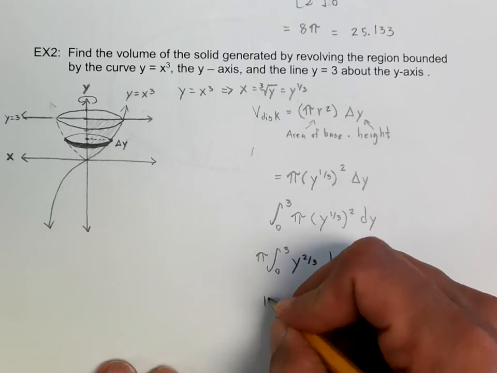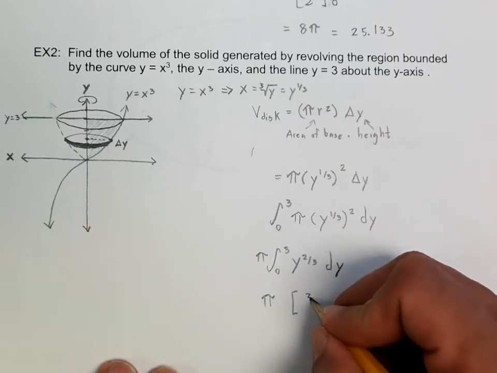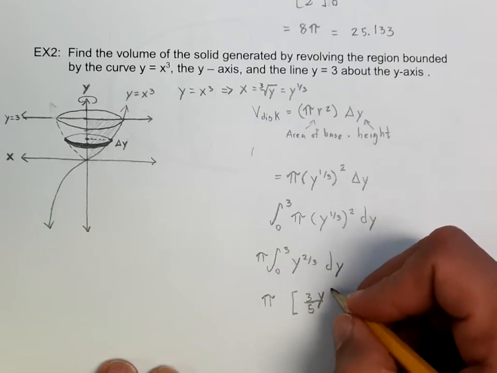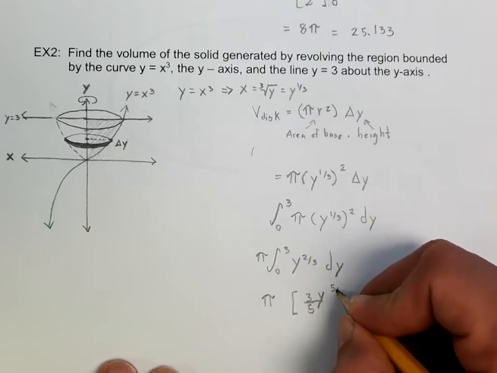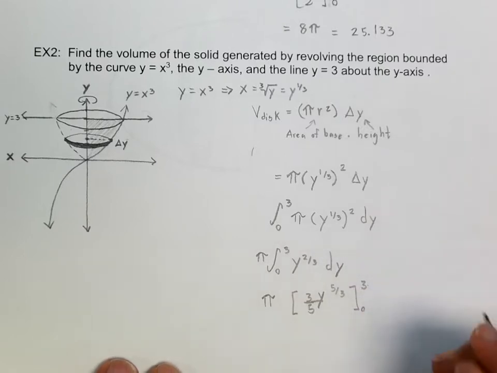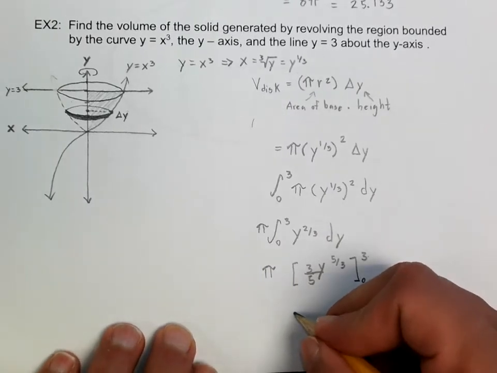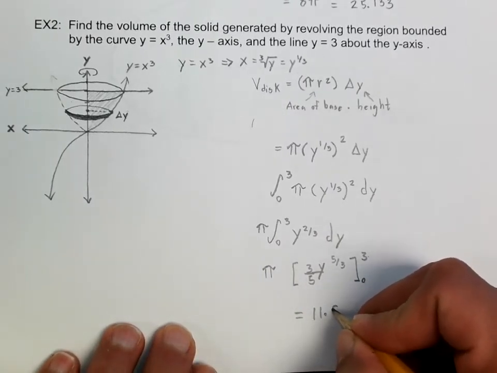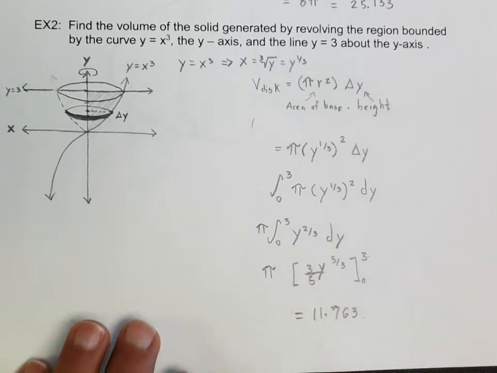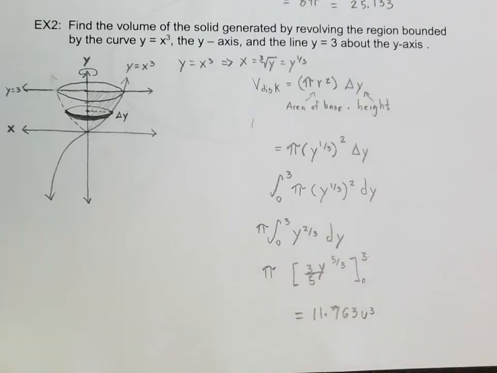So I will, but if you want to do this part on the calculator, you can add 1, divide by the same, so we got 3/5 y to the 5/3. We're going to integrate between 0 and 3. Okay, we're going to evaluate that, I'm sorry. So when you get the answer, it would be 11.763. And let's try to round our stuff to 3 decimal points. And I guess technically that would be units cubed, since you just find a volume.